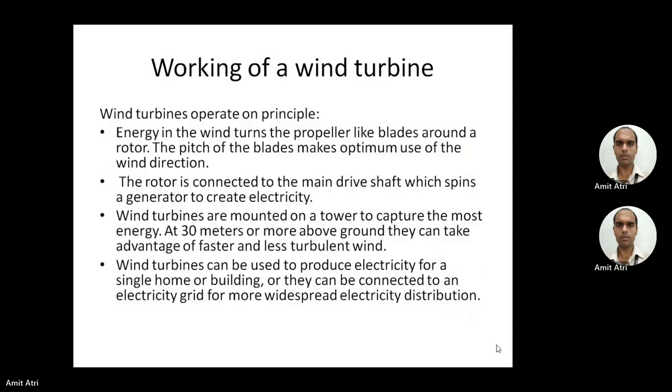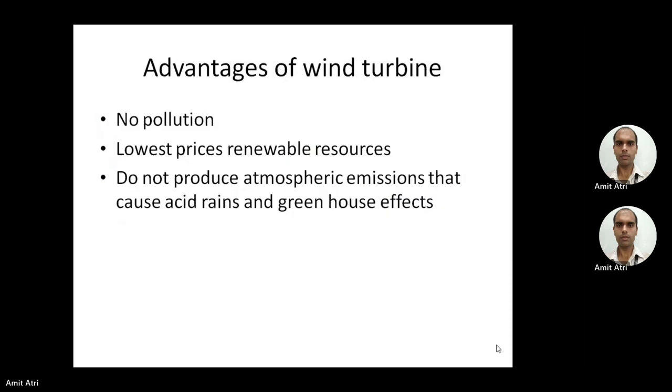Now how does a wind turbine work? The energy in the wind turns the propeller-like blades around a rotor. The pitch of the blade makes optimum use of the wind direction. The rotor is connected to the main drive shaft, which spins a generator to create electricity. Then wind turbines are mounted on a tower to capture the most energy, approximately 30 meters or above. So we need to give a height to the system. Wind turbines can be used to produce electricity for a single home or a building, or they can be connected to the electricity grid for more widespread electricity distribution. Means we can do low to large scale production using this wind turbine.